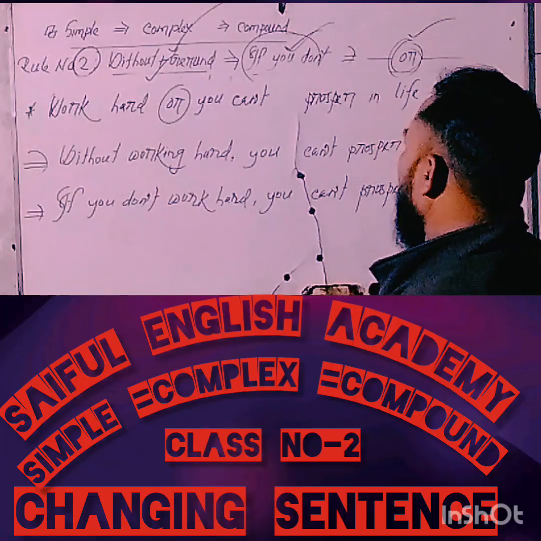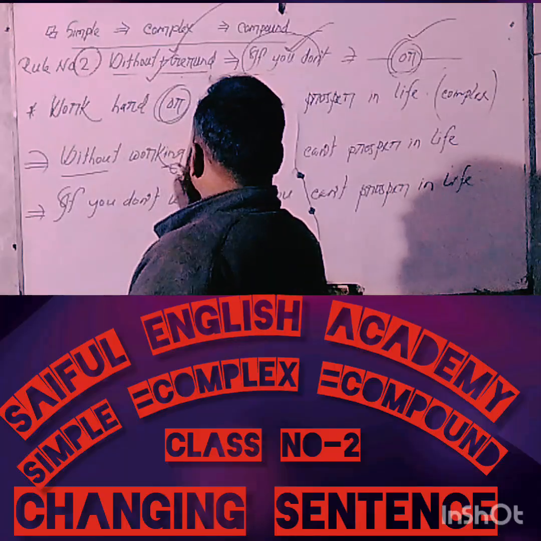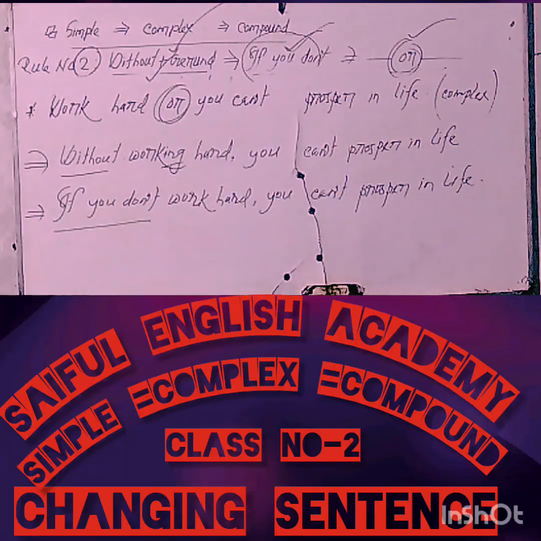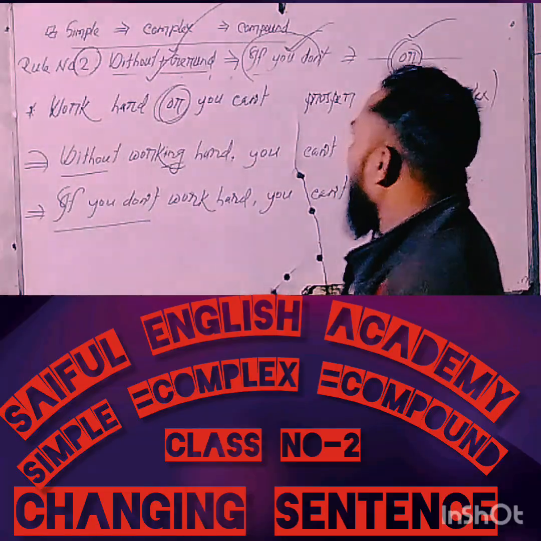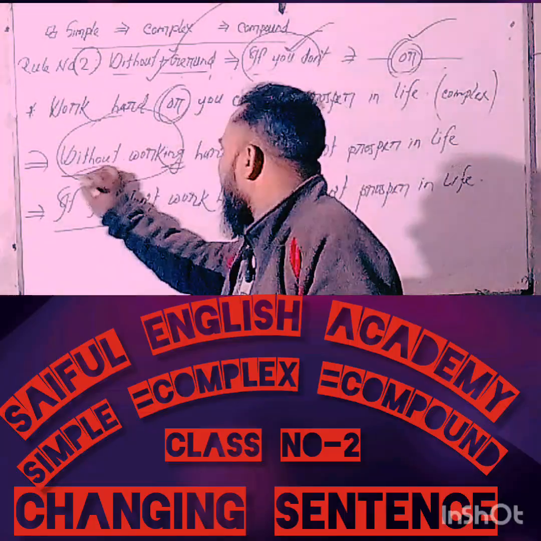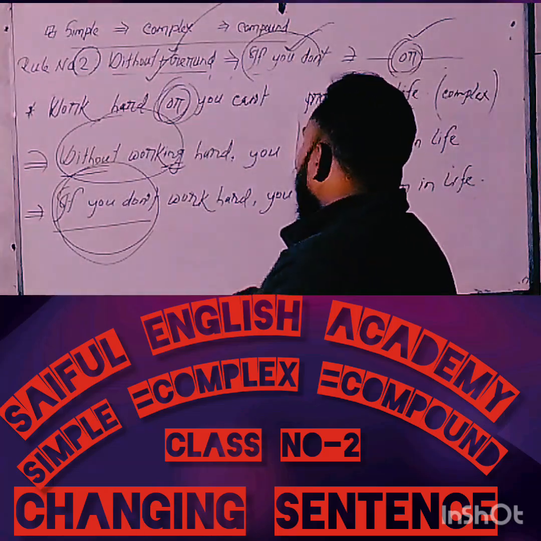So, my dear learners, try to understand that or is equal to without plus zero, equal to if you don't. Finally, we can be sure that, my dear learners, there is a great relationship among without plus zero, which is equal to if you don't, which is equal to or. Hope that you have understood clearly.